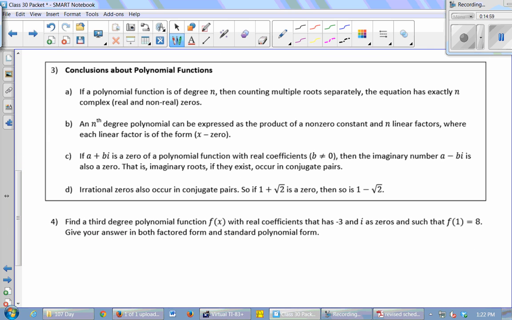Conclusion 1. If a polynomial function has degree n, then if you count multiple roots separately, the equation has exactly n complex zeros, meaning if you count real and non-real zeros. It will have n zeros. An nth degree polynomial can be expressed as the product of n linear factors and also maybe a non-zero constant, where each linear factor is of the form x minus one of the zeros.